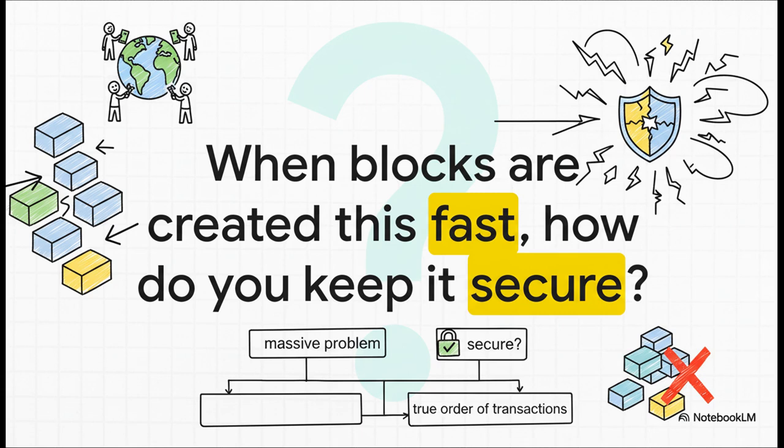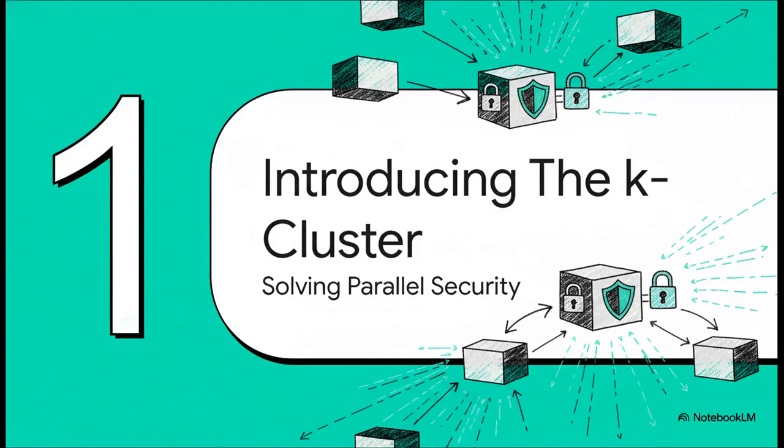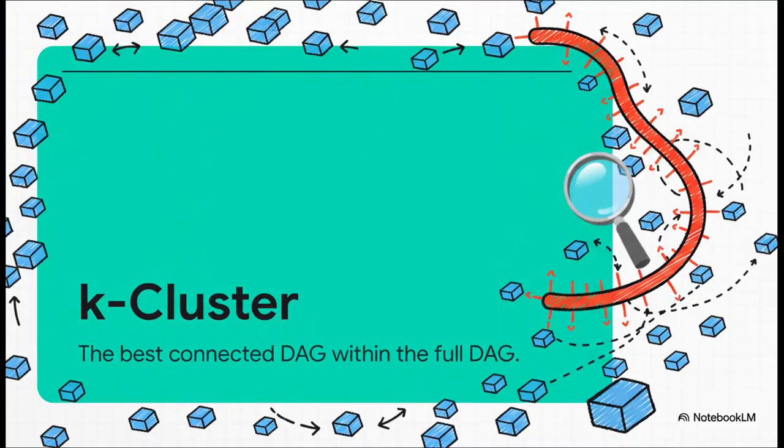I mean, when you have blocks popping up all over the world, all at the same time, how on earth does the network agree on what's real? How do you stop it from turning into total chaos? That's the billion-dollar question. And this, right here, is where the K-cluster steps in. It's a really elegant way to solve this exact security puzzle, built for a world where blocks are happening in parallel.